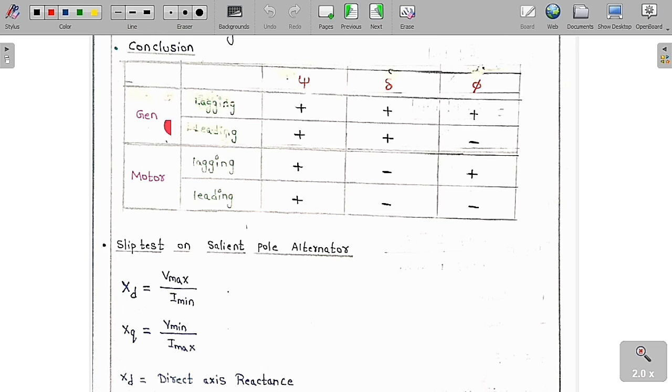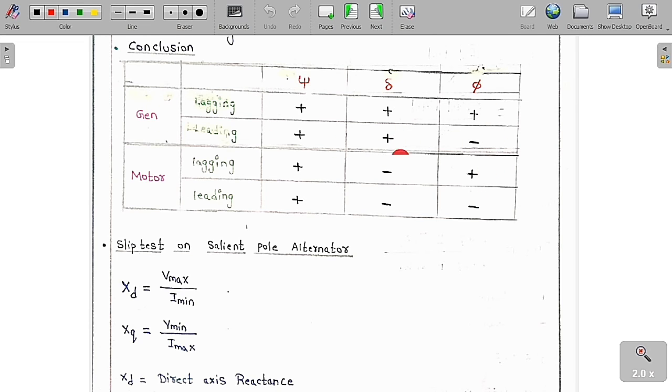So for generator lagging and leading, and motor lagging and leading, it is plus, plus, plus, plus, plus, minus, minus, plus, minus, plus, minus. This is the way you always have to remember. This is psi, this is delta, this is phi. Phi is nothing but theta, which I have already told you. So this is generator, this is motor, lagging load and leading load.